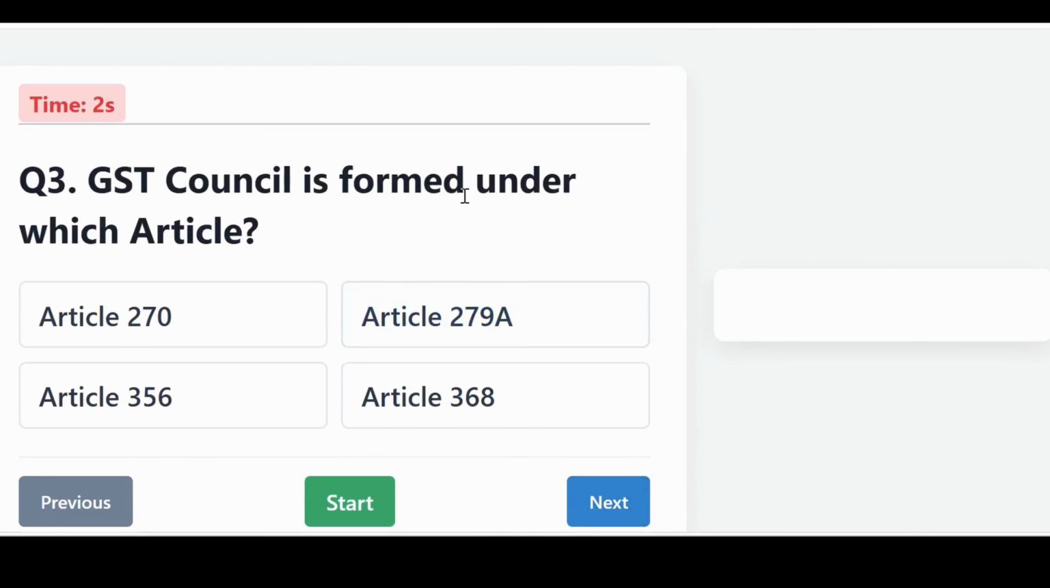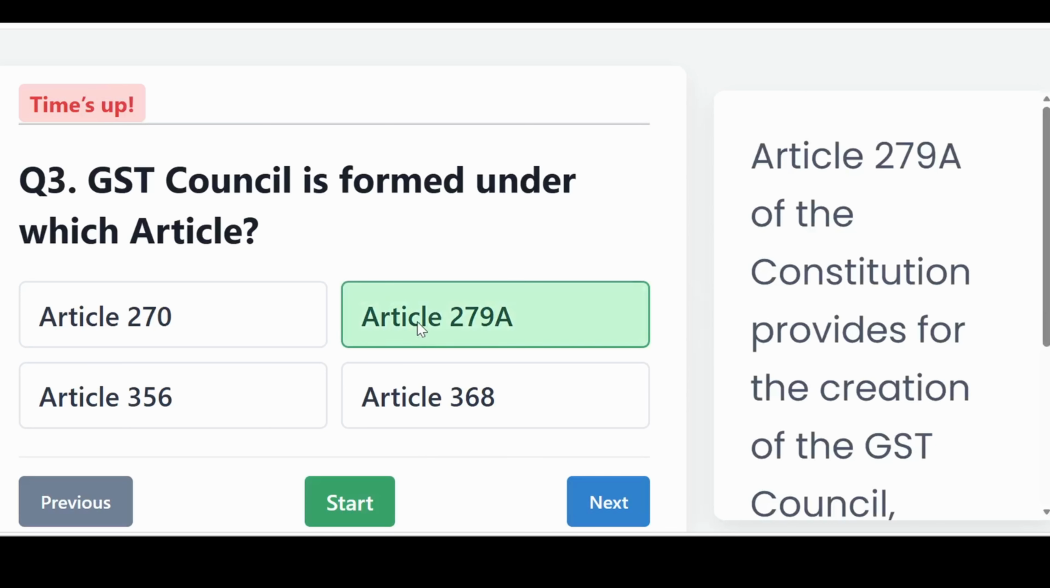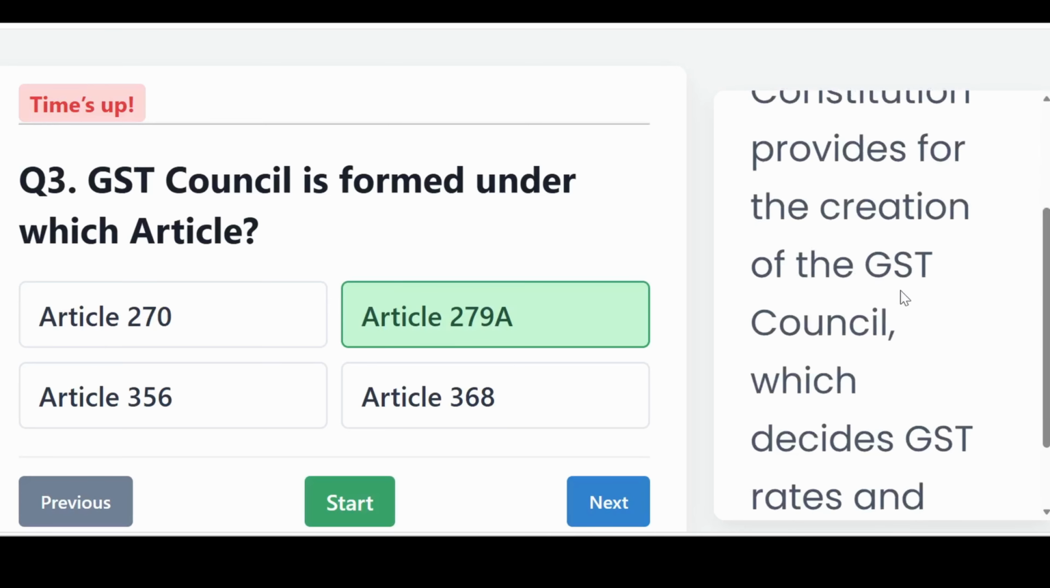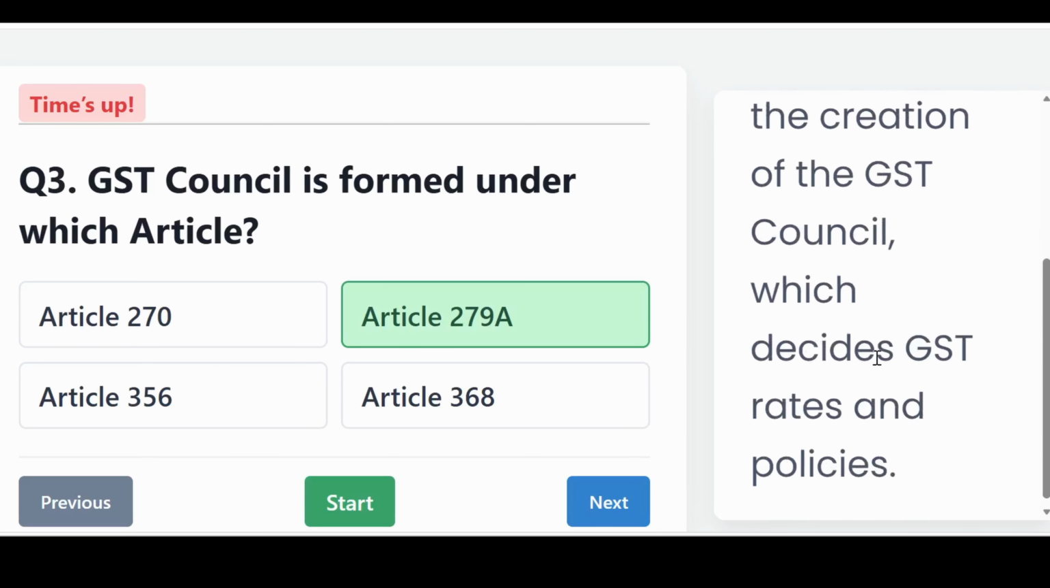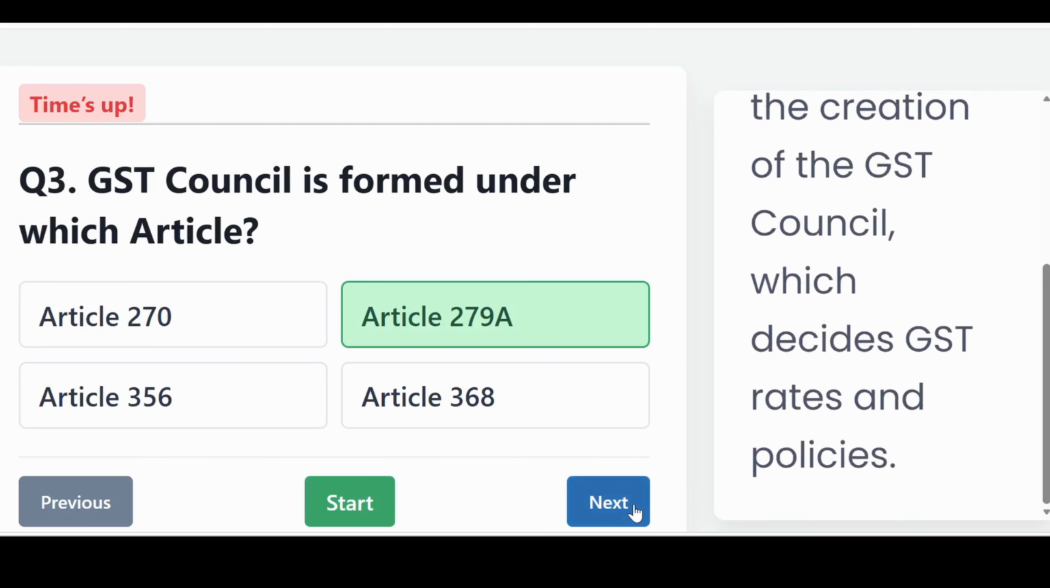GST Council is formed under which article? Is it Article 270, 279A, 356, or 368? And the correct answer, Article 279A. Article 279A of the Constitution provides for the creation of the GST Council, which decides GST rates and policies.